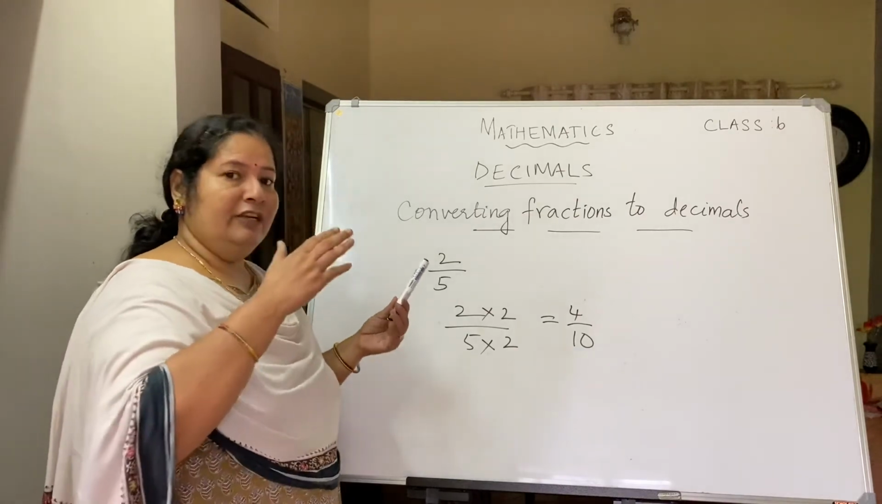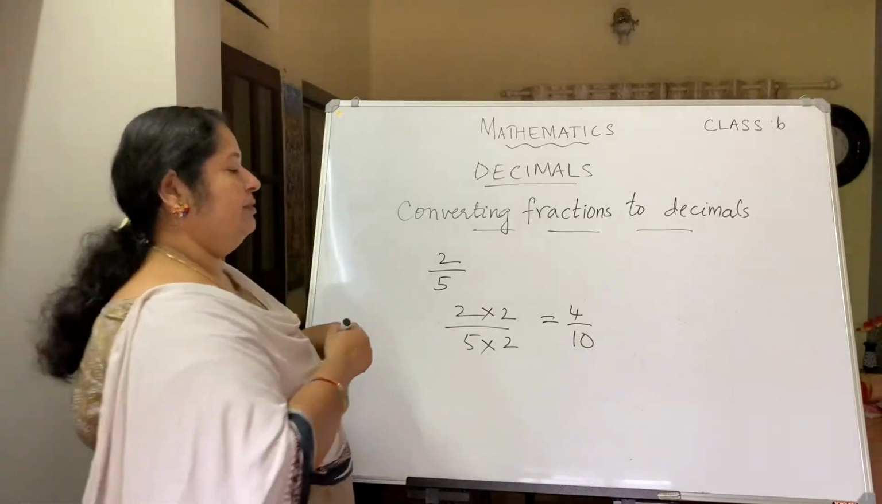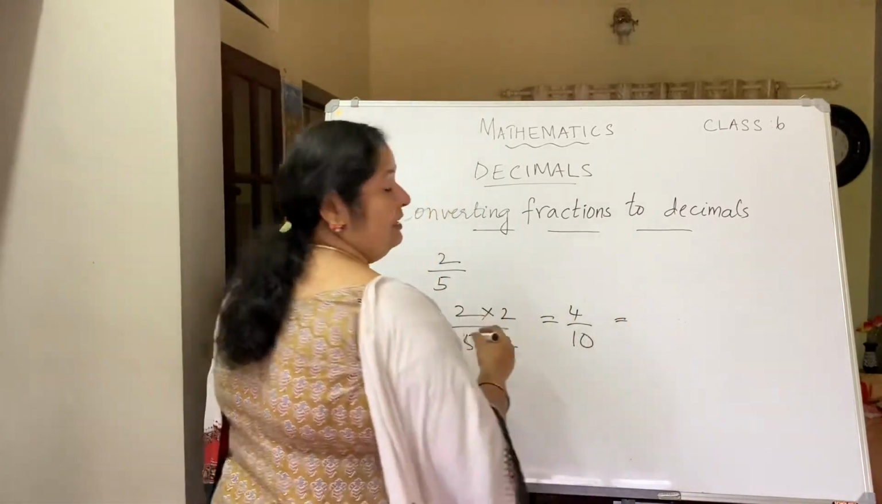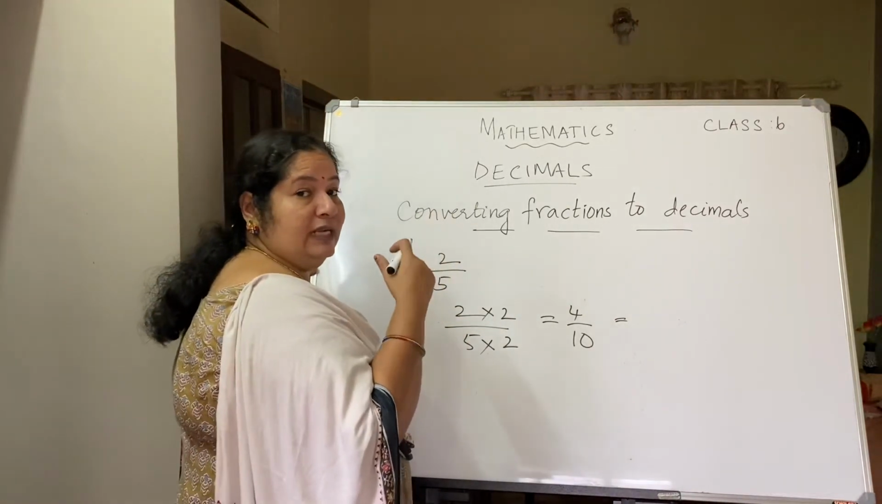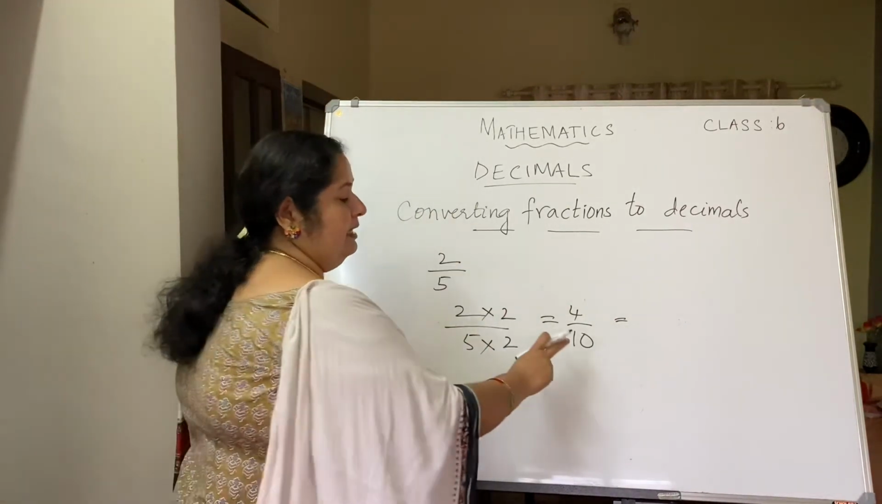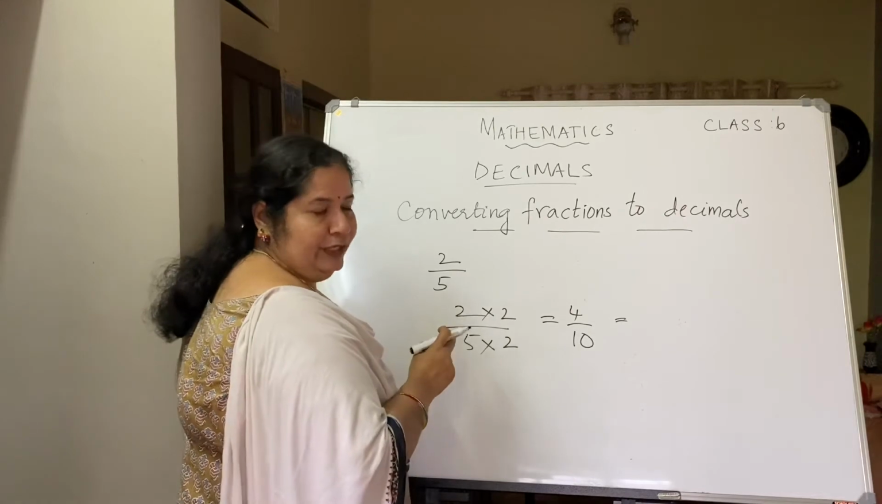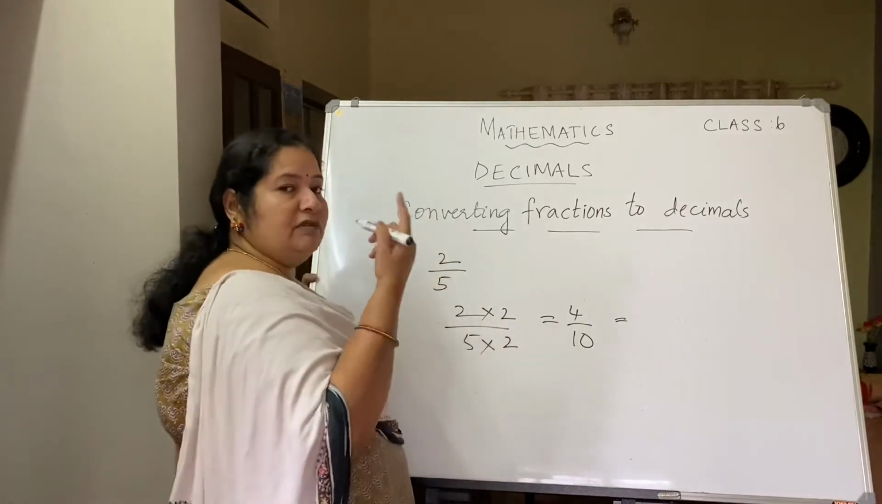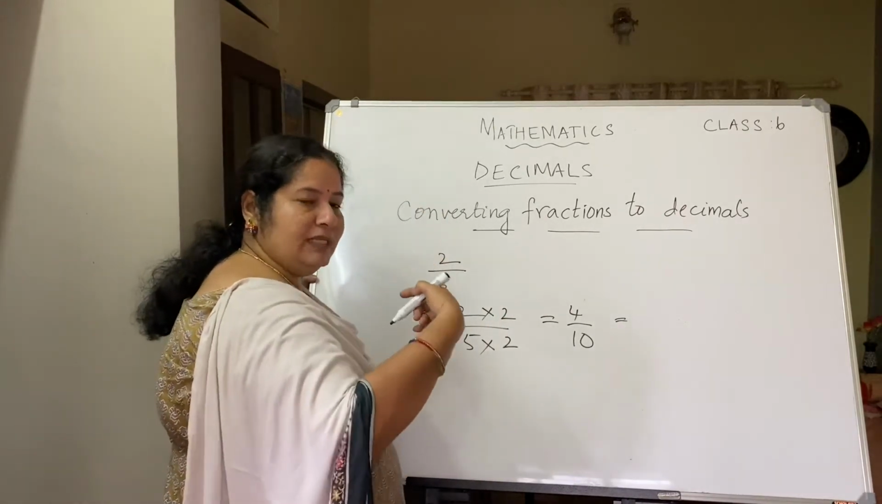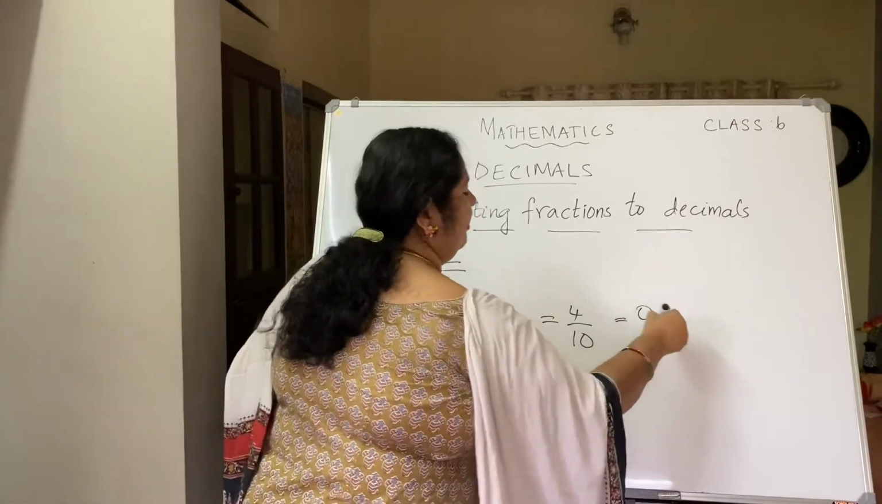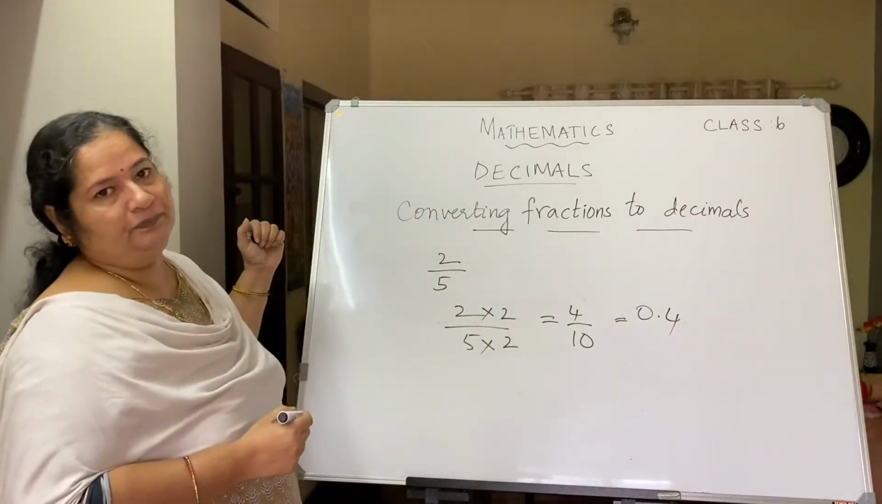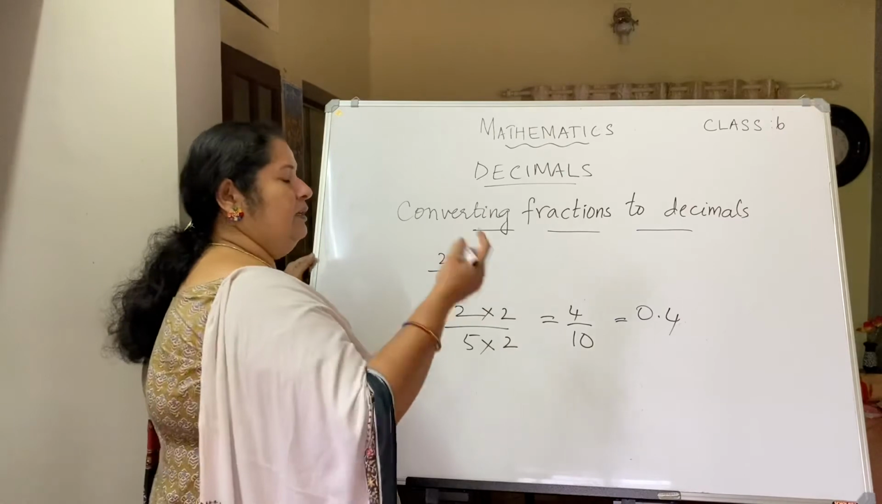Now can we convert this into a decimal? What is the procedure? You shift the decimal point towards the left. How many places? 1 place, because there is only 1 zero in the denominator. So 4 is 4.0, shifting 1 place towards the left. This will be 0.4. Understood?